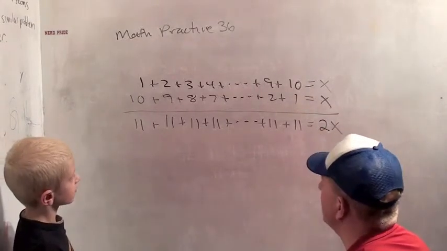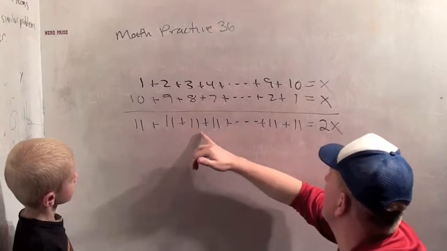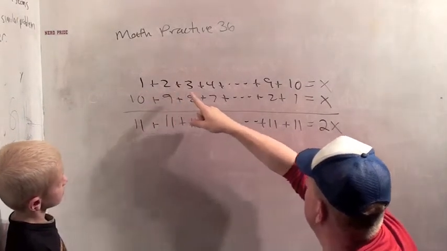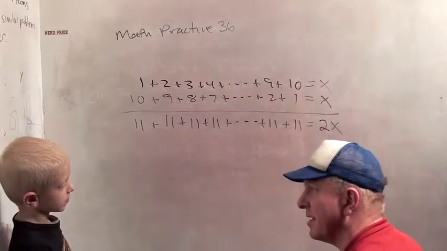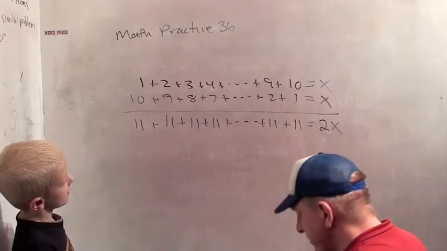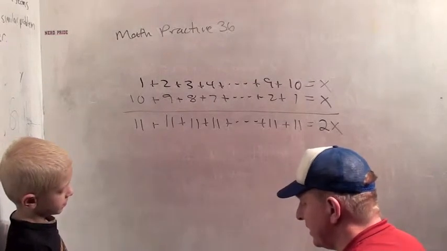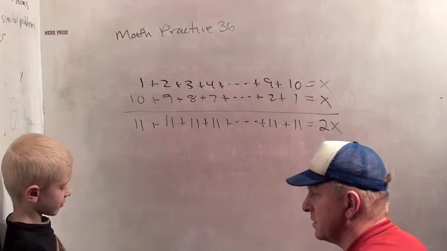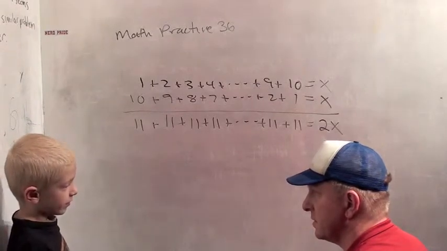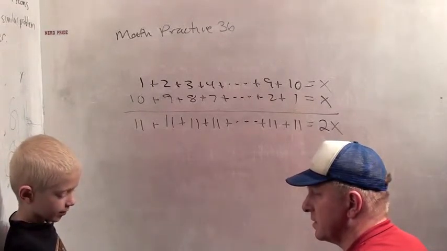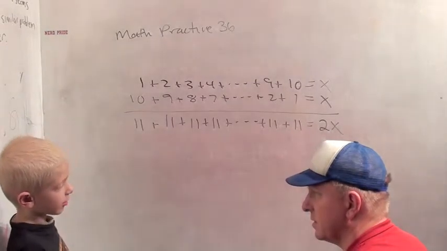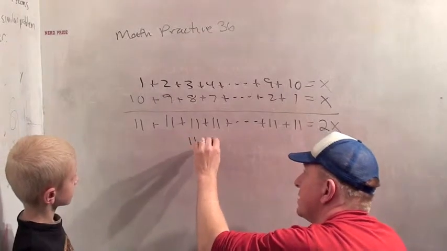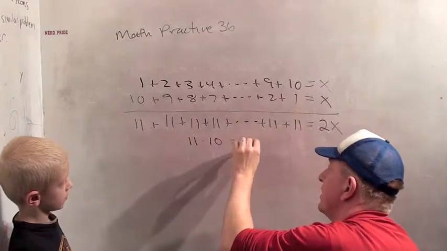Now, here's a tricky question. How many 11s do I have here? Because I have all the dots. They come from the numbers 1, 2, 3, 4, all the way up to 10. So how many 11s do I have? You have 10. And what do I get when I add 10 11s? 110. Or I get 11 times 10, which is 110.